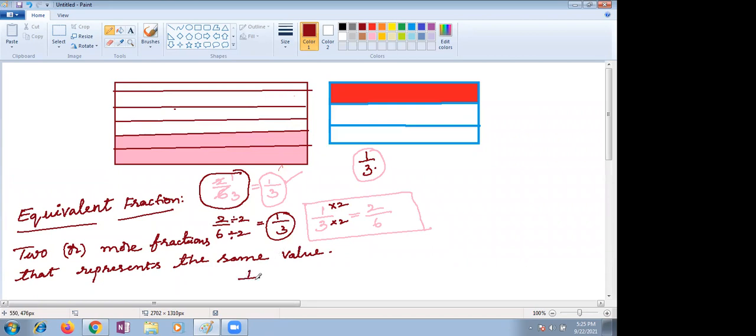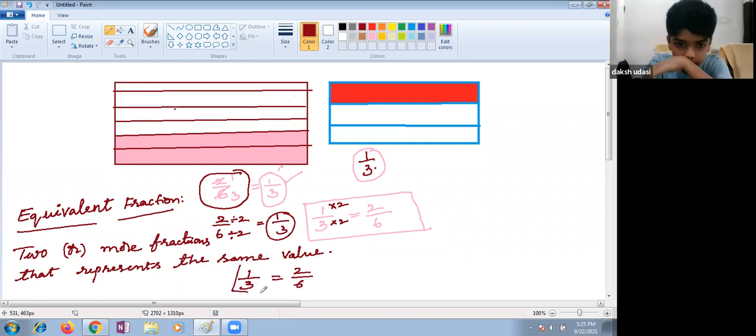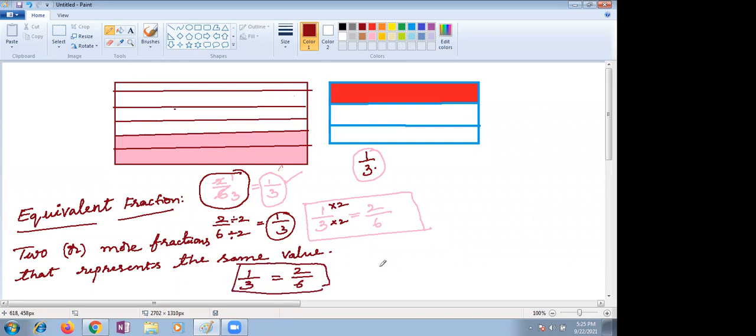That's why we are getting 1 by 3 equal to 2 by 6. Now you can write many equivalent fractions, Nana, Drona. How can we get many equivalent fractions? By multiplying or dividing both sides. Suppose I want to multiply 1 by 3 with 3 on both sides, what will I get? 1 three is 3, 3 threes are 9.